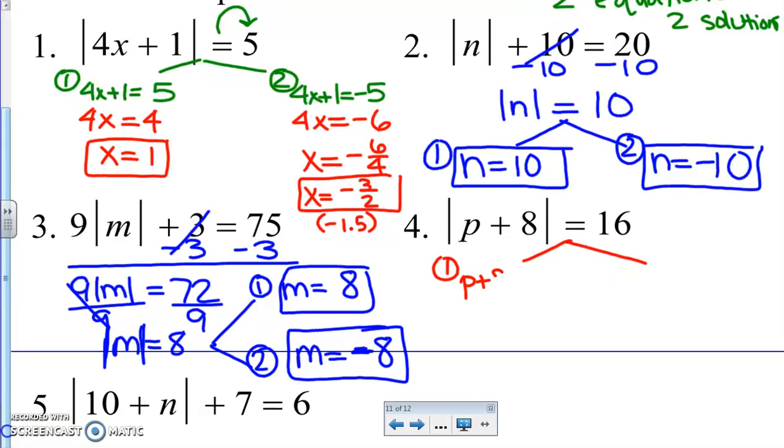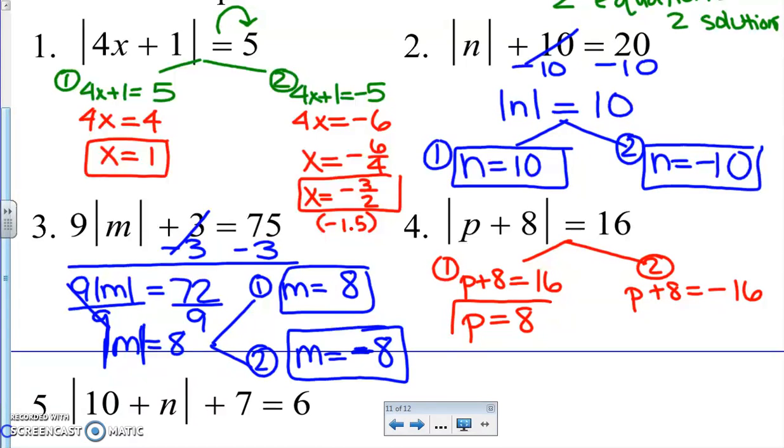Drop out the absolute value equal to a positive. Second problem, we're going to drop out the absolute value but set it equal to the negative. If I subtract 8 in the first equation, my answer is positive 8. If I subtract 8 in the second equation, my answer is negative 24.